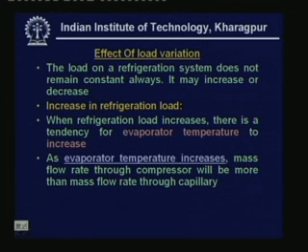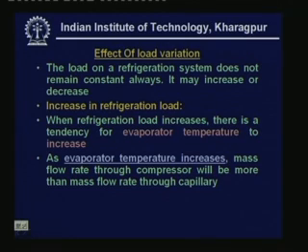As evaporator temperature increases, mass flow rate through the compressor will be more than the mass flow rate through the capillary, because as the evaporator temperature increases, the pressure difference across the capillary, that is the condenser pressure minus evaporator pressure, reduces. Once it reduces, flow rate through the capillary reduces. At the same time, the pressure ratio across the compressor decreases as the evaporator pressure increases. As a result, the compressor will pump more refrigerant. So, that means there is an imbalance.